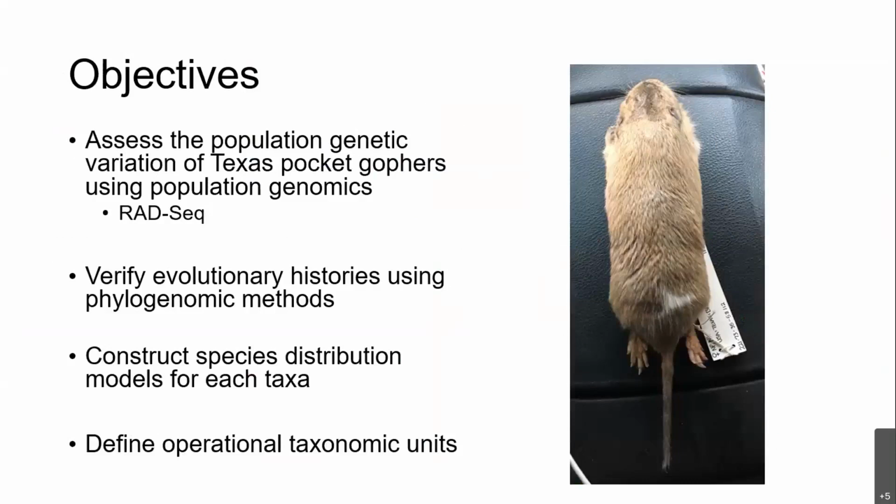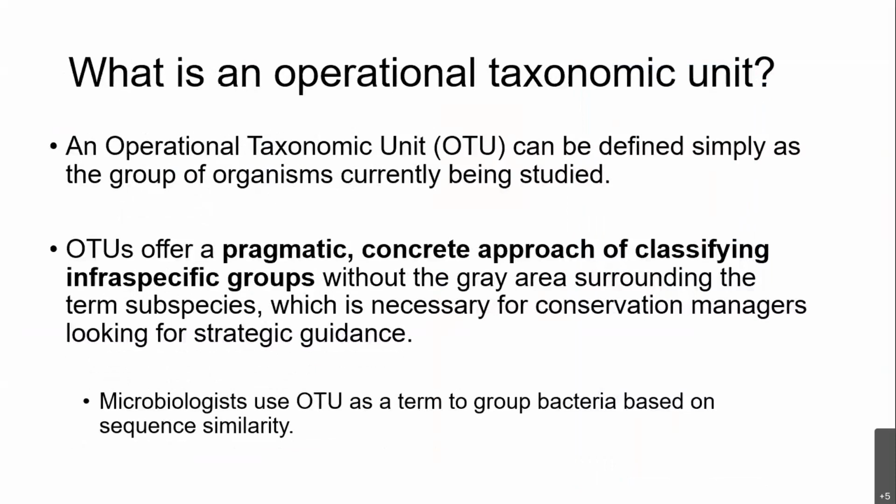Now you might be wondering, what is an operational taxonomic unit? Based on the definition you use, it's different for different people. But simply, it can be defined as the group of organisms being studied. They can offer a pragmatic, concrete approach to classifying certain specific groups without that gray area that we mentioned earlier with subspecies, which is necessary for conservation managers looking for strategic guidance with limited funds. Microbiologists use the term OTU to group bacteria and other microbial organisms based on their sequence similarity, just in case you've heard that in another context.